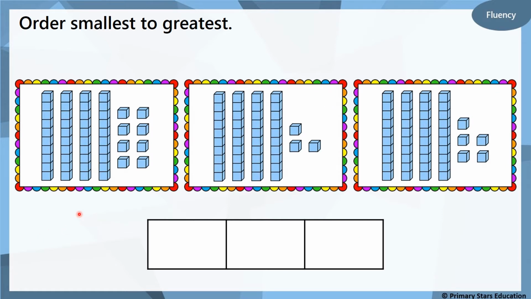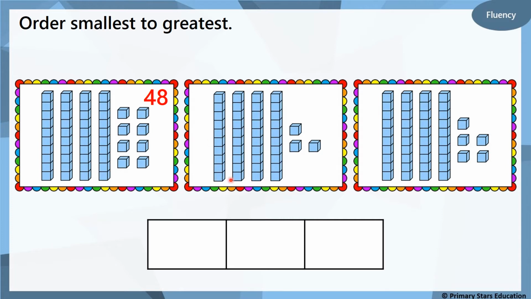Okay, have a go at this one. Work out what the numbers are to start with and then order them. Pause me if you need a bit more time. Okay, let's go through what the different numbers are. Let's count how many tens we have. 10, 20, 30, 40. How many ones have we got? 1, 2, 3, 4, 5, 6, 7, 8. So what number is that? 40 add 8 is 48. Brilliant.